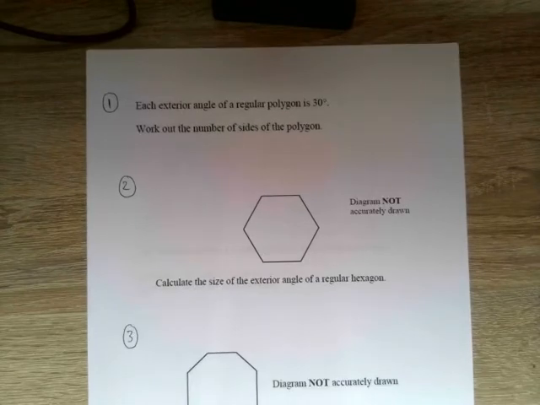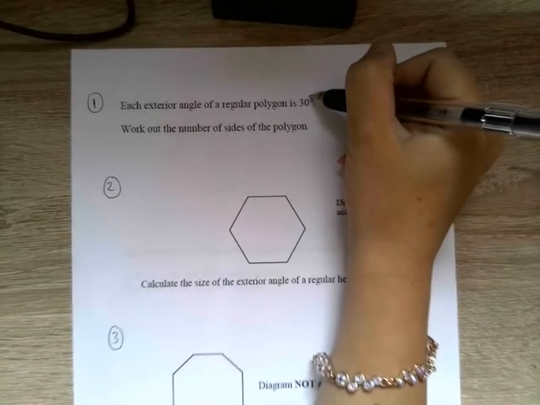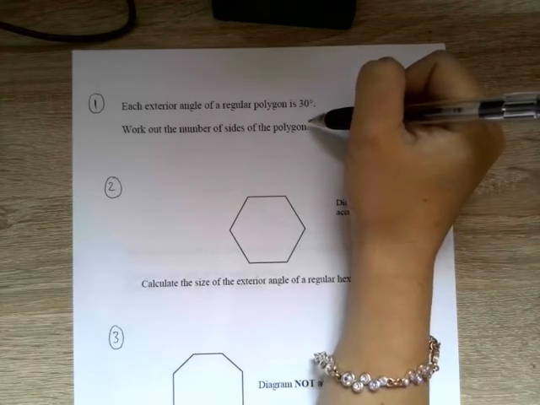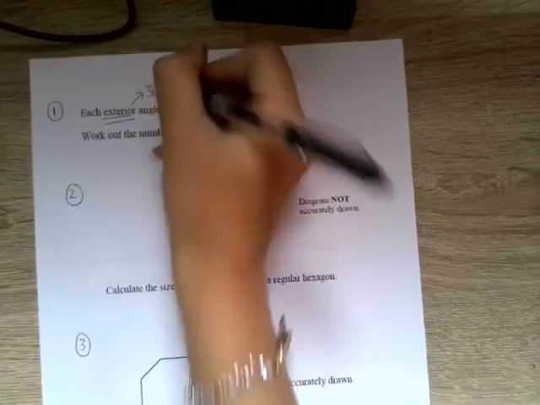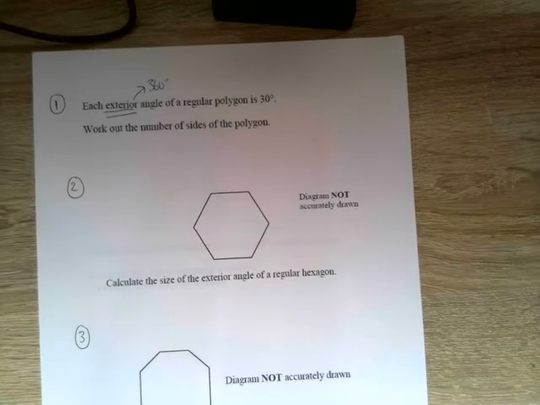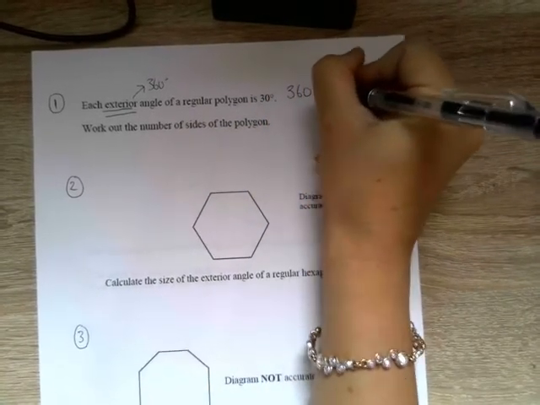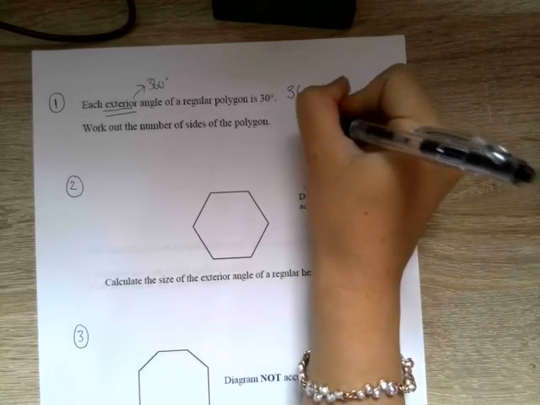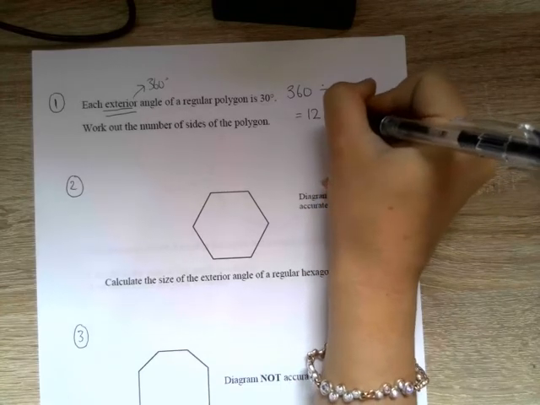So these are different types of questions that they could ask in the exam. The first one is telling you that each exterior angle is 30 degrees. Work out the number of sides of the polygon. So we know that the exterior angles add up to 360. So all we need to do is see how many 30s make 360. So that's going to be a division, isn't it? So 360 divided by 30, and the answer is 12. So if there's 12 exterior angles, then there must be 12 sides as well.